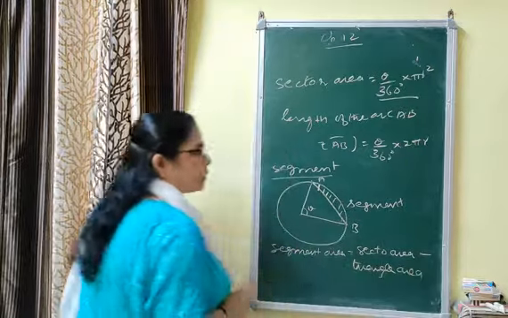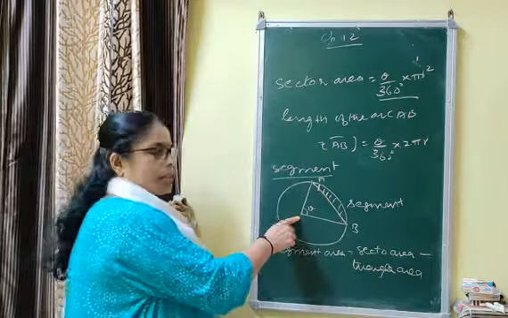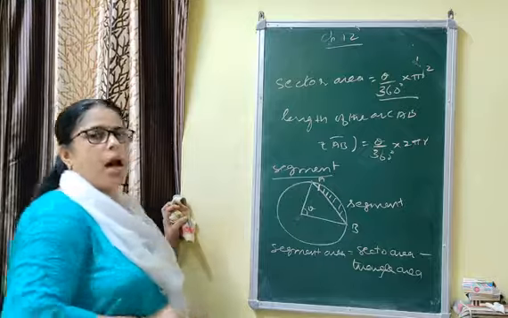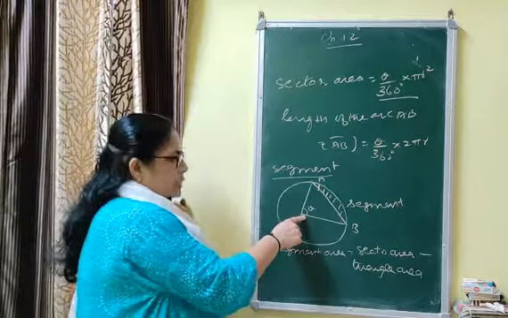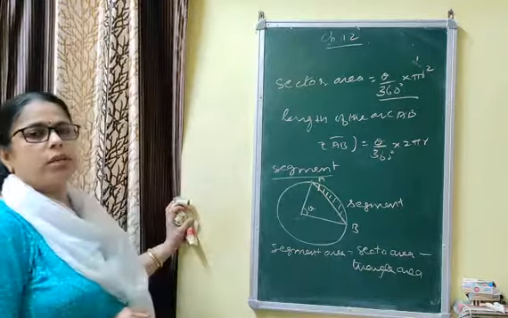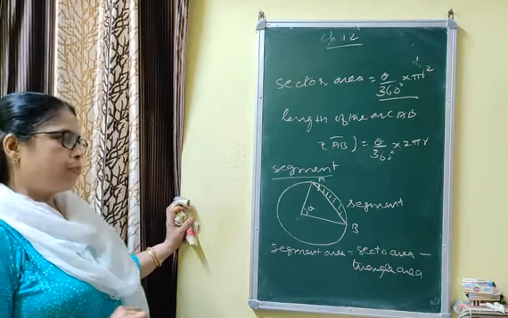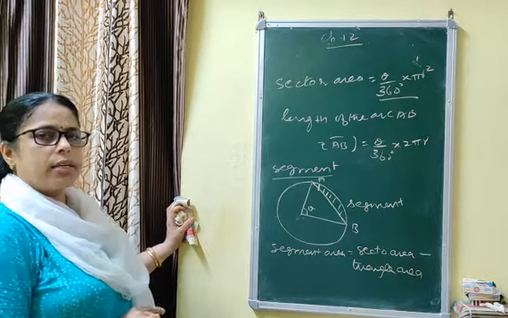If this angle is 90 degrees, you can find the area of the triangle using the formula half BH. If this angle is 60 degrees, you can find the area of the triangle using the area of an equilateral triangle, that is root 3 by 4 s square. And the 120 angle case is deleted.